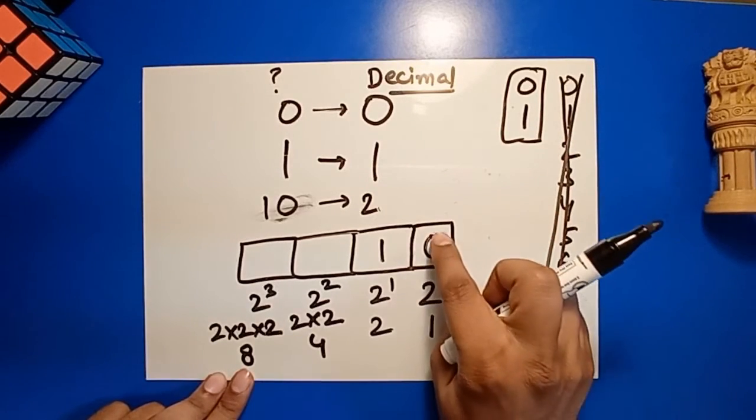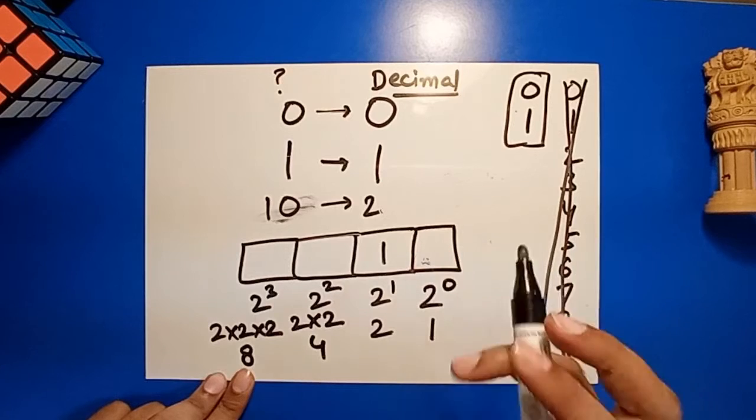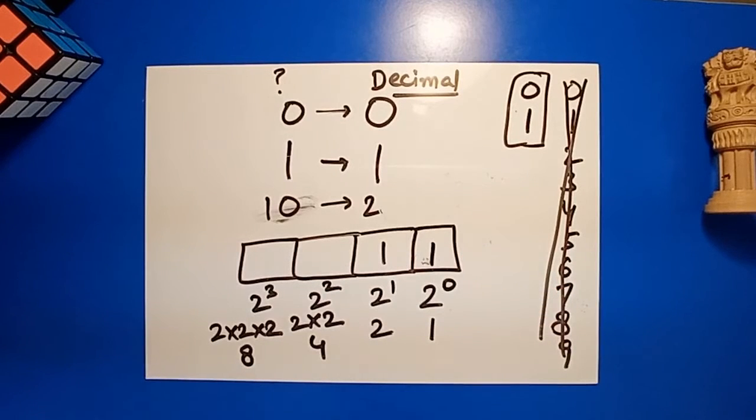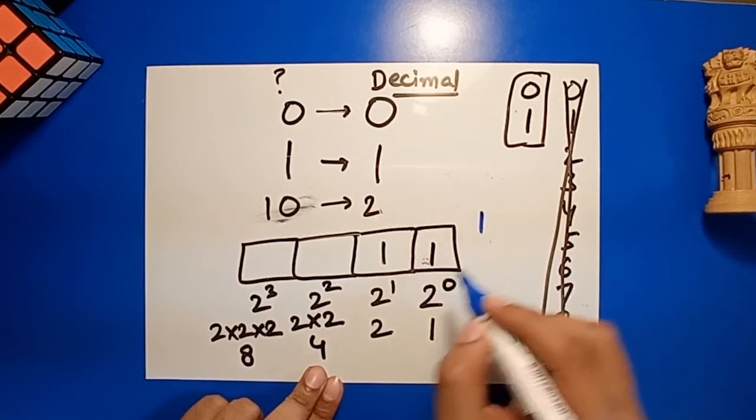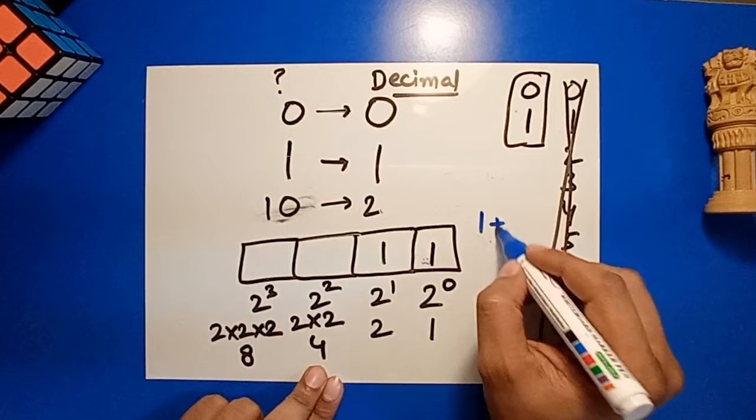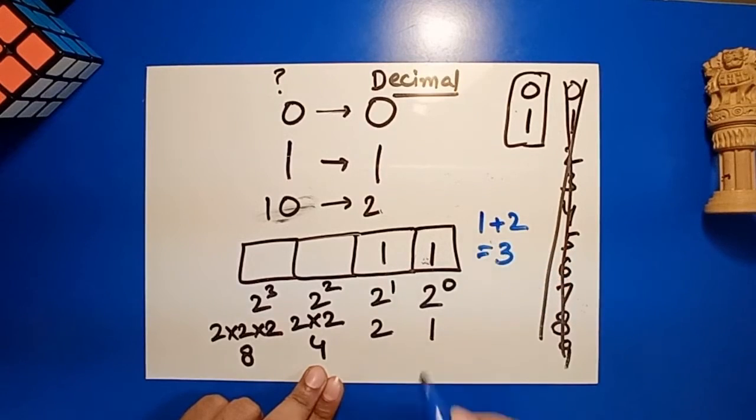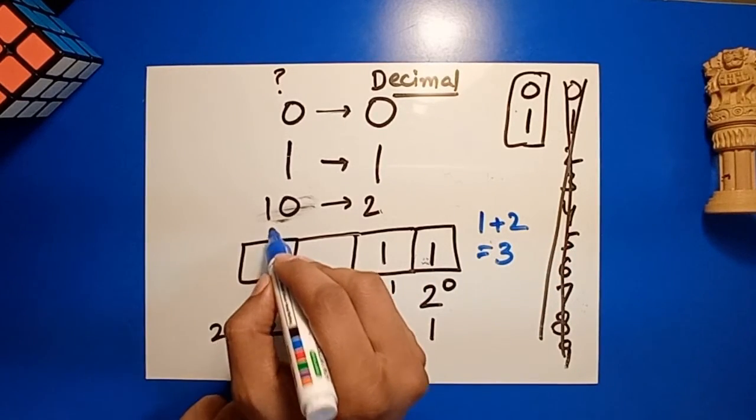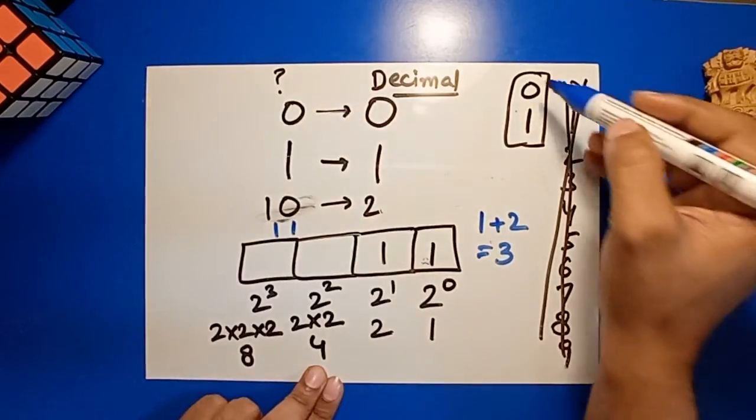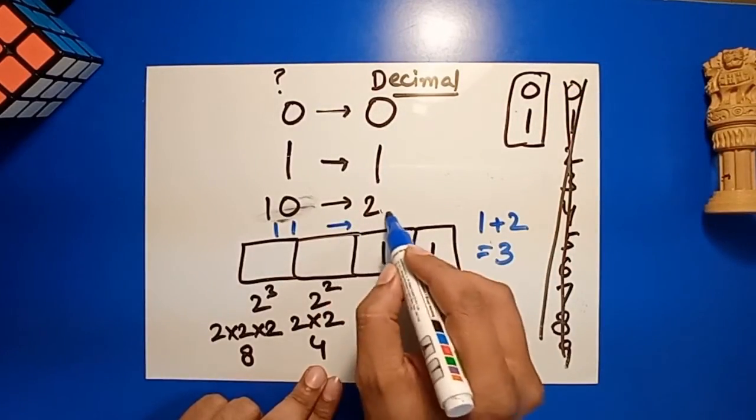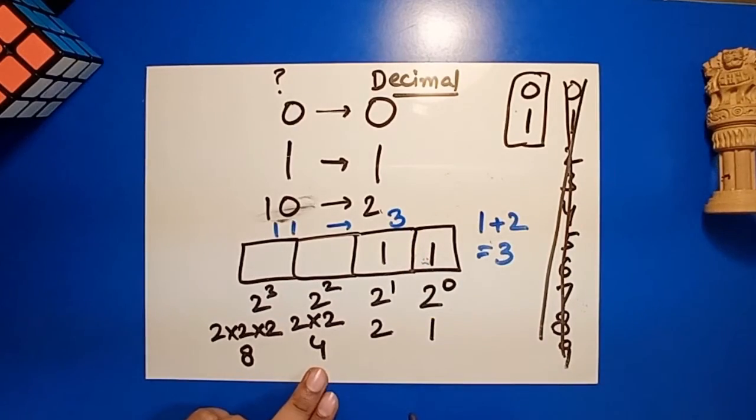Let's replace it by 1. What will it be? Do a calculation quickly. 1 multiplied by 1 is 1. 1 multiplied by 2 is 2. 1 plus 2 is equal to 3. So 1 1 in this number system which has only 2 digits is 3 in decimal number system.